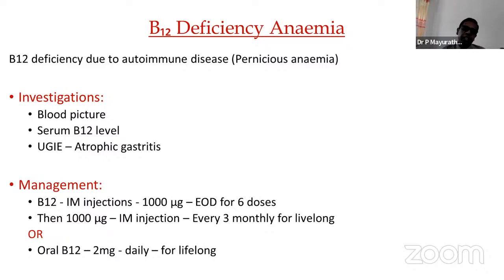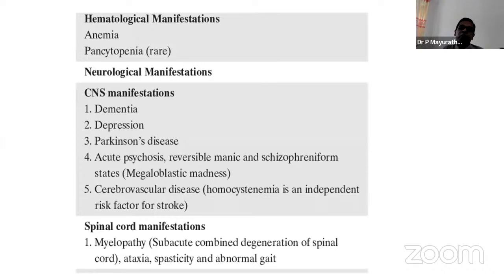But the other features, especially the neurological complications or symptoms of B12 deficiency, will not disappear immediately. They will persist, and it takes many months, maybe 4-6 months, to get improvement in the neurological symptoms. So remember that we should explain this to the patient, otherwise they may keep on coming to us with the neurological symptoms. So it can affect many systems.